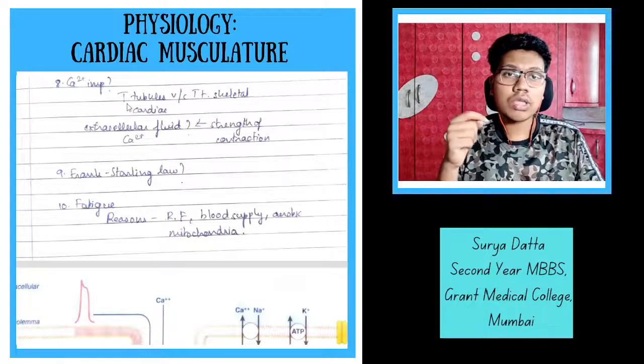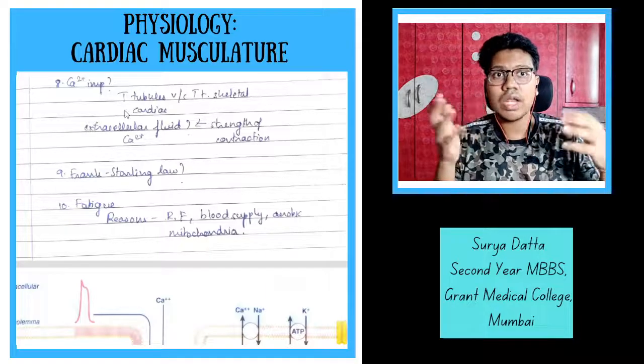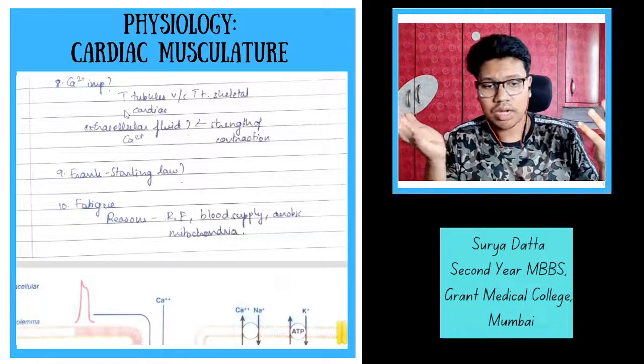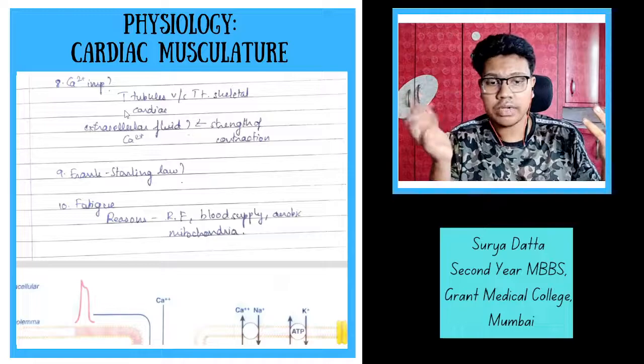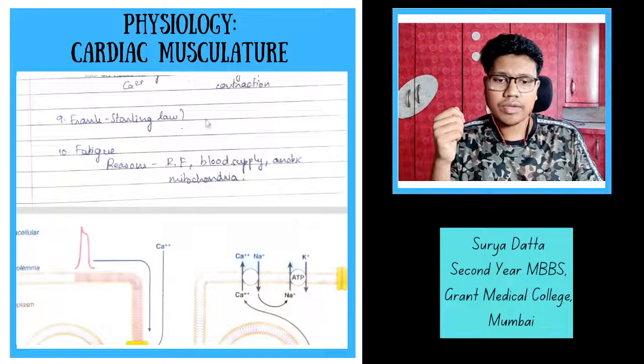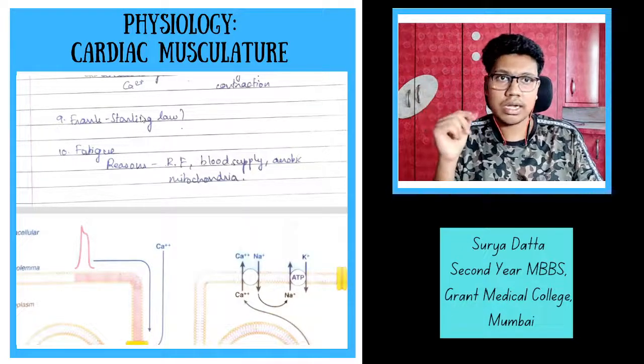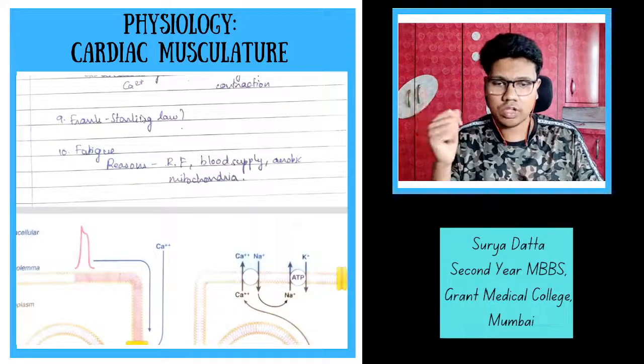So T tubules are very important in cardiac musculature. If someone asks you why are T tubules important, why do we need them, this is the reason, because they are very dominant. Then again, if we come to the Frank-Starling law, we explained it there itself that Frank-Starling is about the end diastolic volume, but within physiological limits.